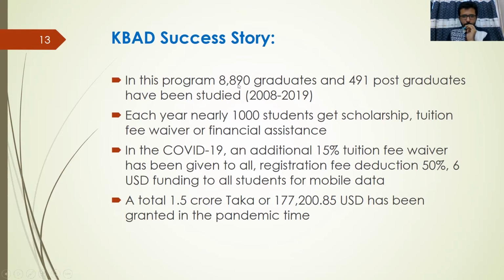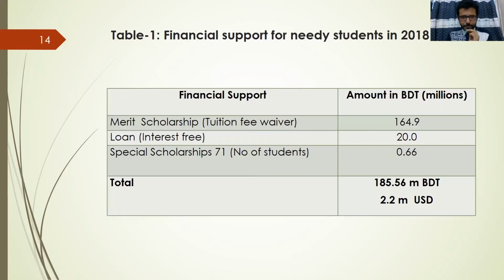The success story: thousands of students have graduated since the program started, and every year it nurtures more than 1,000 students. Since the pandemic rise, it has given a further 50% tuition waiver, a 50% registration fee reduction, and $6 funding to all students for mobile data. This is the grant that has been allocated in the COVID time.